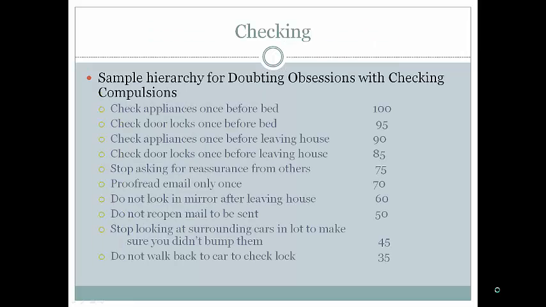And here is a hierarchy for somebody who has doubting obsessions with a checking compulsion. So they're worried about whether they, let's say, turned the stove off, which is their worst fear. Down at the bottom of the hierarchy: do not walk back to the car to check if it's locked. Stop looking at surrounding cars in the lot to make sure you didn't bump them. Do not reopen mail to be sent. Do not look in a mirror after leaving the house. Proofread email only once. Stop asking for reassurance from others.